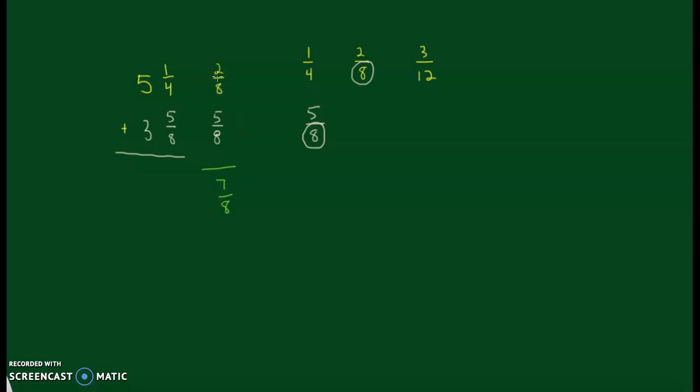Once I'm done with the fractions, I can go ahead and add up my whole numbers. 5 plus 3 is 8. So my correct answer is 8 7/8.